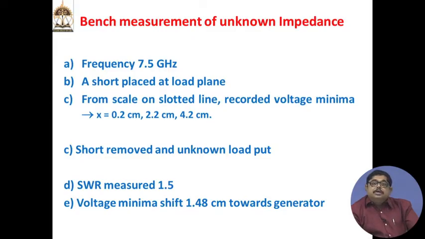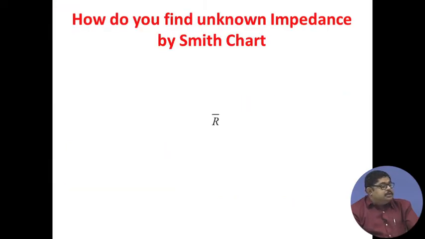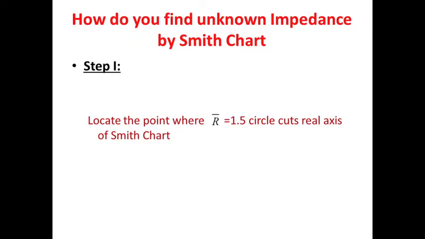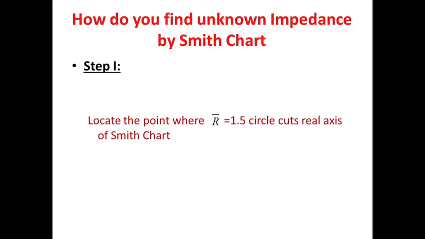So, now instead of manual calculations we will do it by Smith chart. This is the first point. We have measured VSWR to be 1.5. The first step is to locate the point where the constant resistance circle of 1.5 cuts the real axis of the Smith chart. The obvious question when I was first instructed this was: why have I measured VSWR, and why will I do it by the constant resistance circle of 1.5?